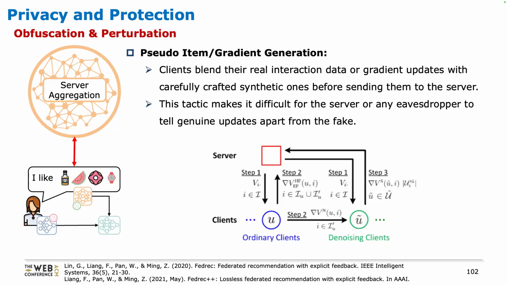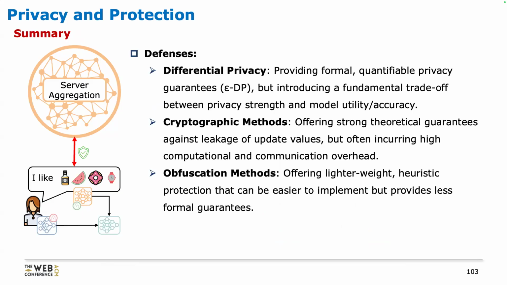It's fast and easy. No heavy encryption or DP math, but it's also heuristic. A clever attacker might eventually learn to spot the fakes. So it's often used together with stronger methods for better protection. In short, we have three main tools to protect privacy in federated recommendation. First, differential privacy.